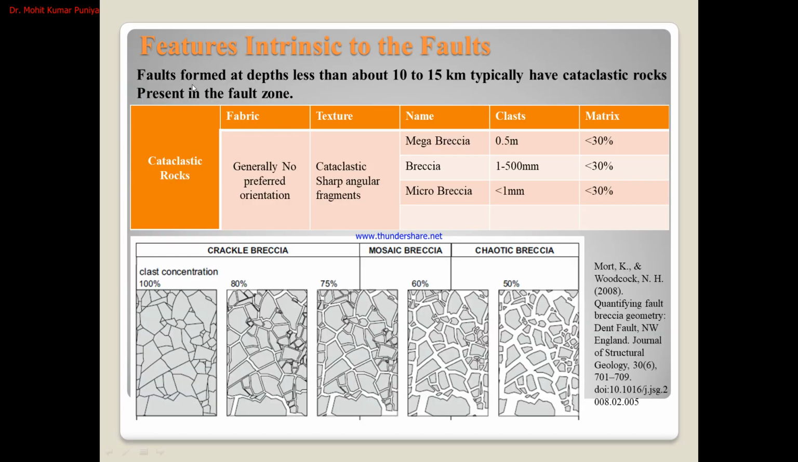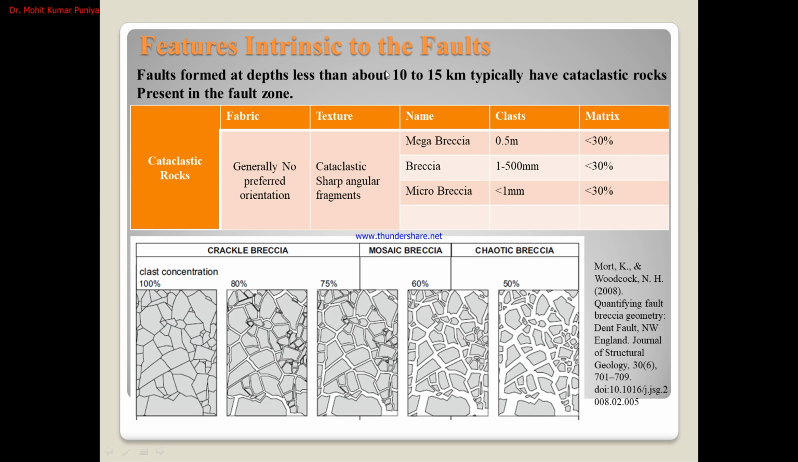So the first one is features associated with the faults. Basically, the first criterion is associated rock. We have two types of rock that we can get nearby in the fault region. The first one is cataclastic rock, and the second one is mylonitic rock. Cataclastic rock basically forms in those areas where the fault exists at depths of less than 10 to 15 kilometers.